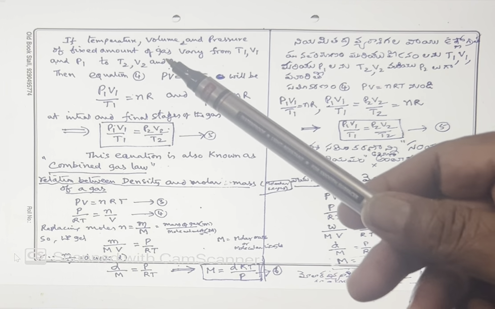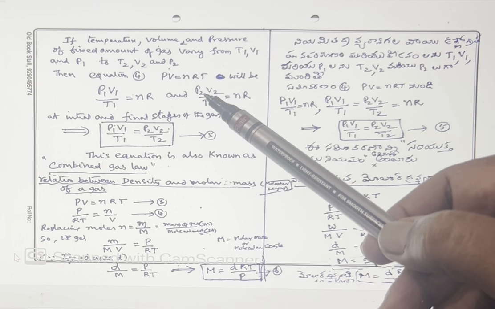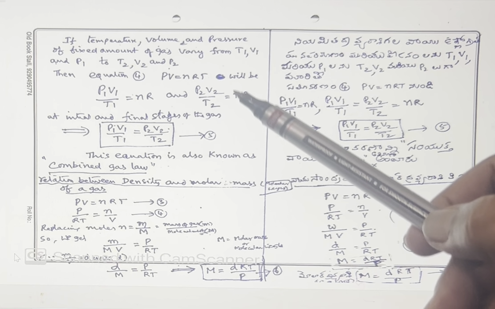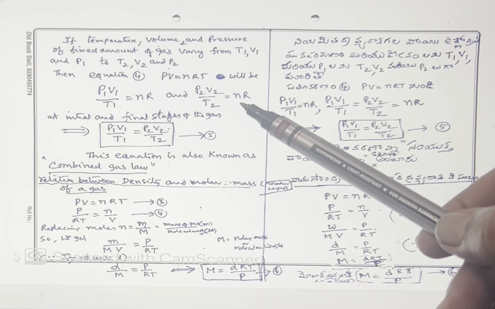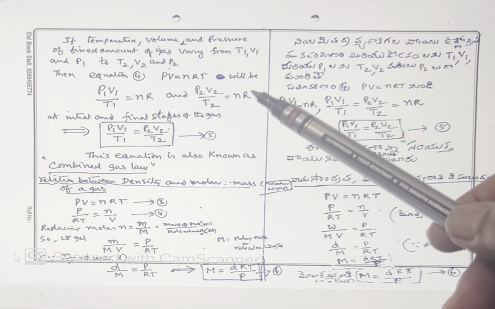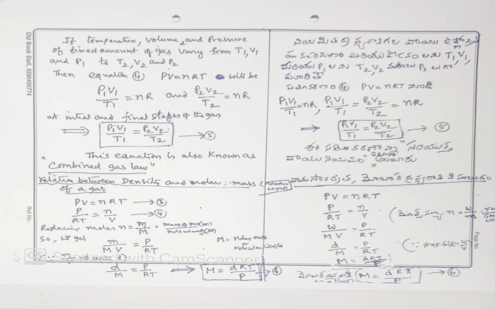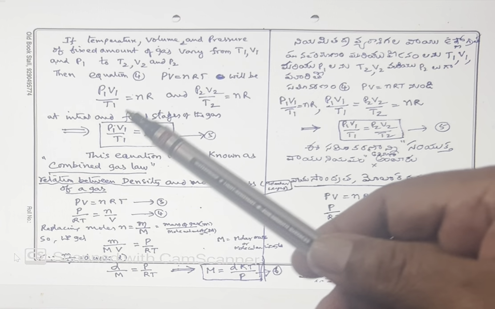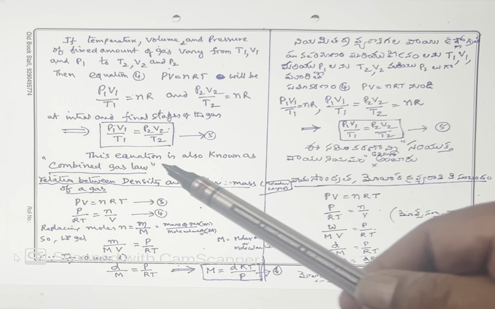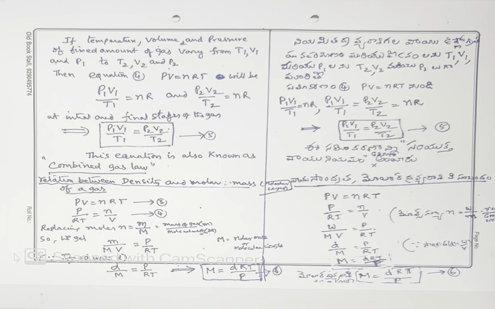Similarly, in the second stage the pressure is P2, volume V2 and temperature T2. P2 V2 by T2 is also equal to the same constant, since for the same gas the moles are the same and our gas constant is also the same. So, you can equate these two: P1 V1 by T1 is equal to P2 V2 by T2. This equation is known as the combined gas law.